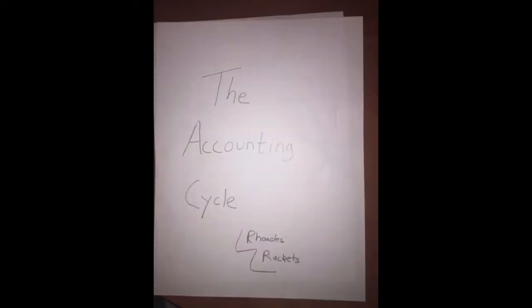Now you have seen a visual representation of the accounting cycle through the example of the company Rhodes Rackets.